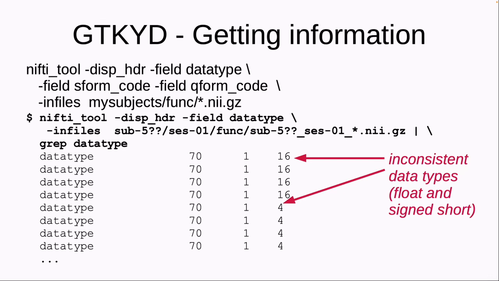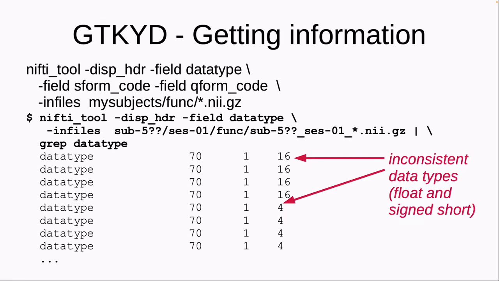Here, for example, we see that the data types are listed as code 16 and code 4, and that shows us that within the same data set, some were saved as float and some were saved as signed short 16-bit integers. This may have an effect on how we have to process our data. The floating point will take twice the amount of space as the 16-bit data. That's one small example of how these things at the beginning are very important.